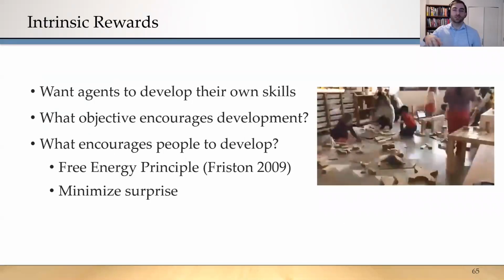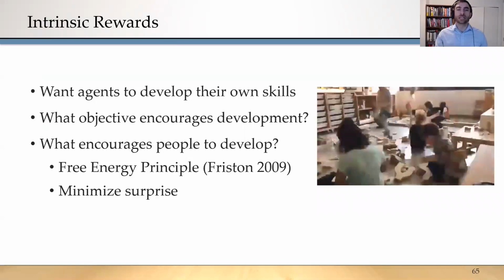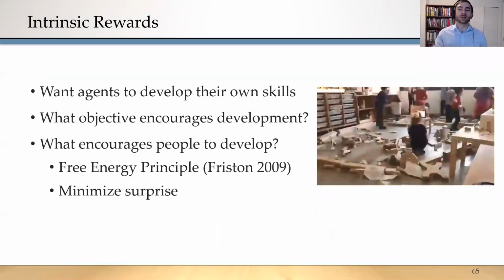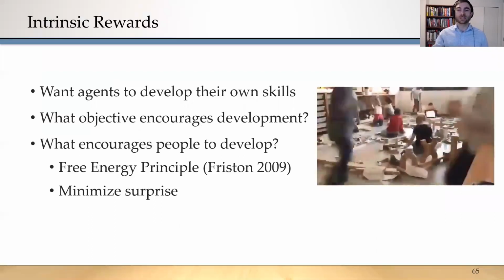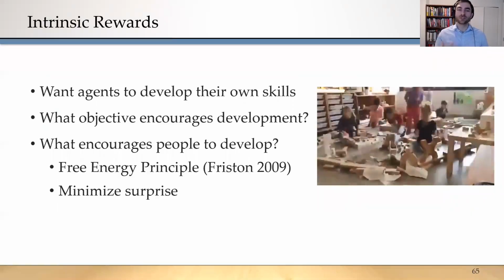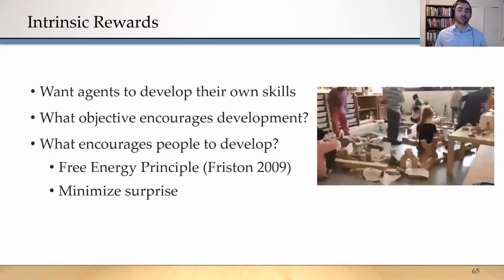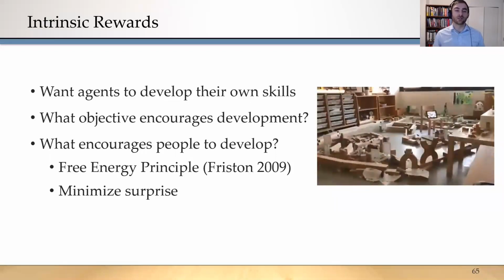The idea for this project is to investigate intrinsic rewards. We really do want agents to be able to develop their own skills in the environment without any expert having to go in and tell them exactly what to do. So what objective should we use to encourage this type of development? This work borrows some ideas from what we believe encourages people to develop. It's based on some of the work from the free energy principle, and in this particular case, I'm going to be talking about how an agent can learn to minimize surprise.